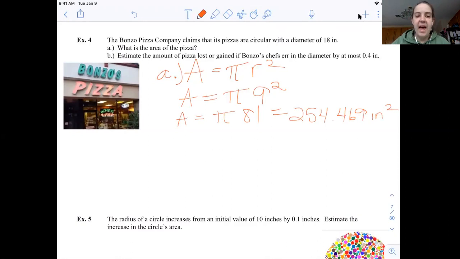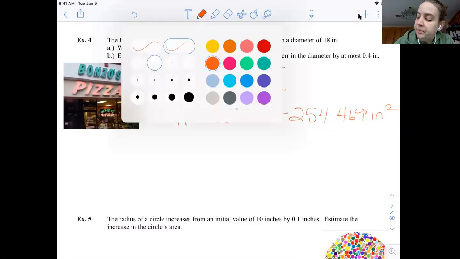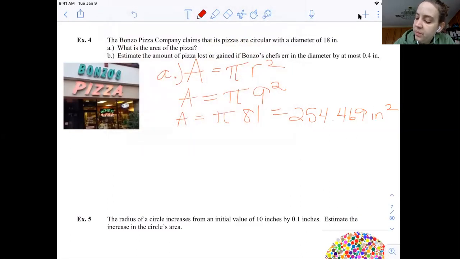Now for part B, estimate the amount of pizza lost or gained if the chefs err in the diameter by at most 0.4 inches. So let's switch colors here. For part B, start with your area formula again, pi r squared. But this time we're going to take the derivative. So the change in the area, it's not moving, so it's not with respect to time, but it's with respect to the radius. dA/dr is pi r squared.